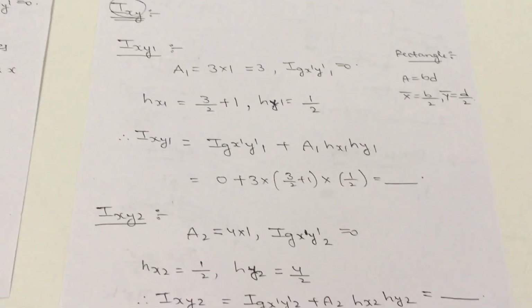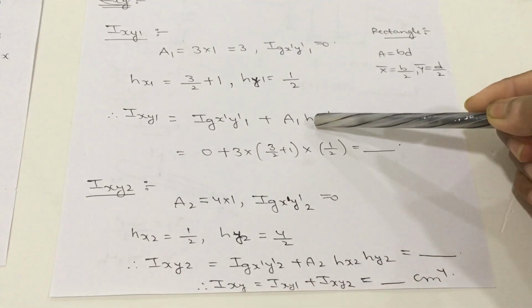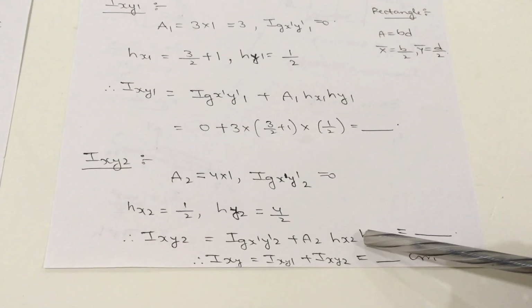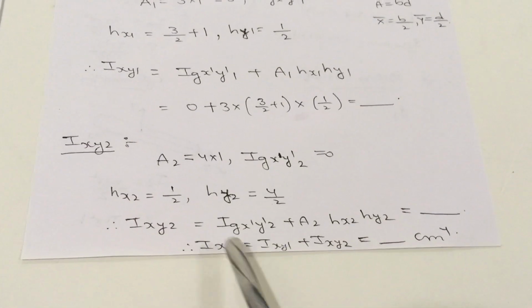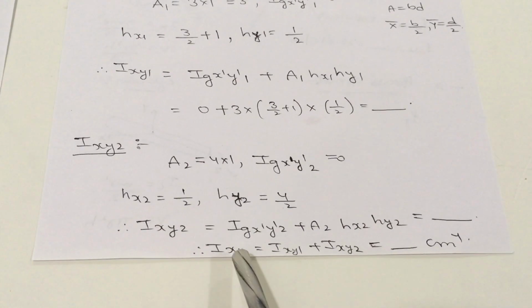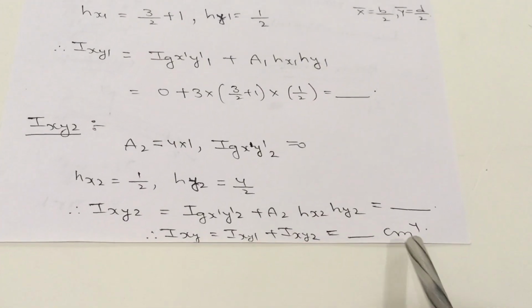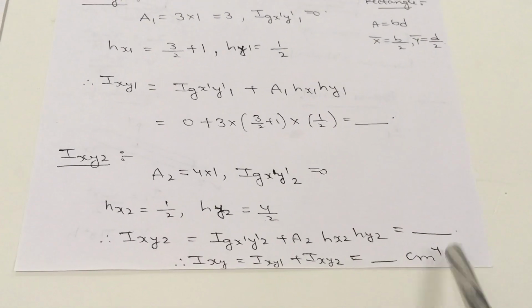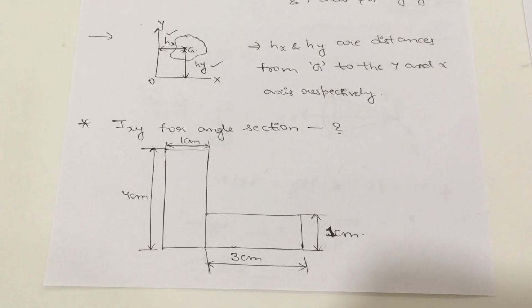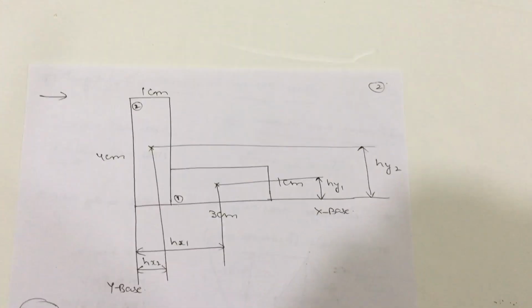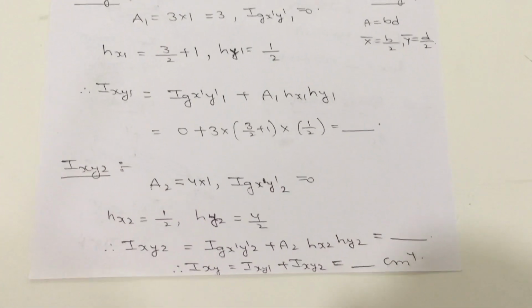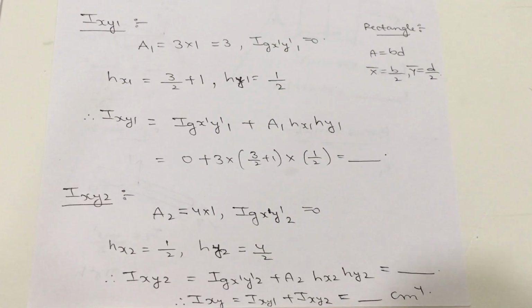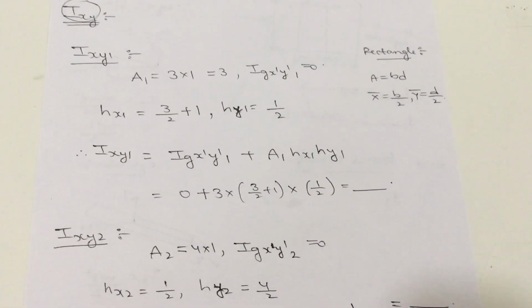Now as it is a composite section, add ixy1 and ixy2. You will get the ixy for the complete L section. So ixy, the product of inertia about xy for the complete L section, you will get in terms of centimeter to the power of 4 value. So this is our problem. Once again see the given diagram and see the problem. So this is our problem for product of inertia.